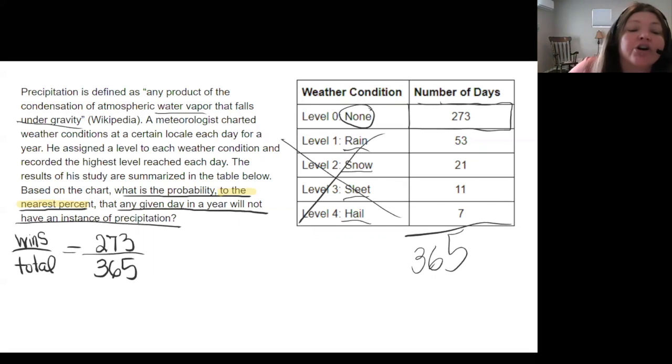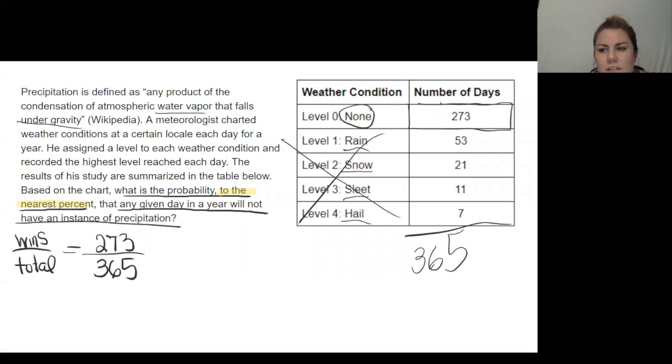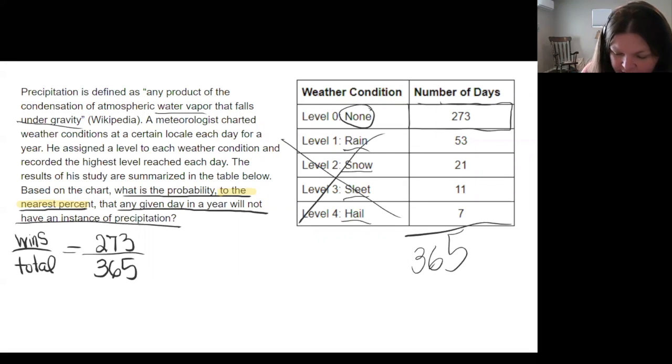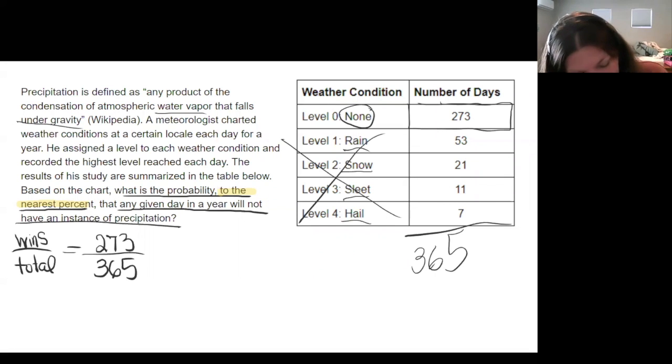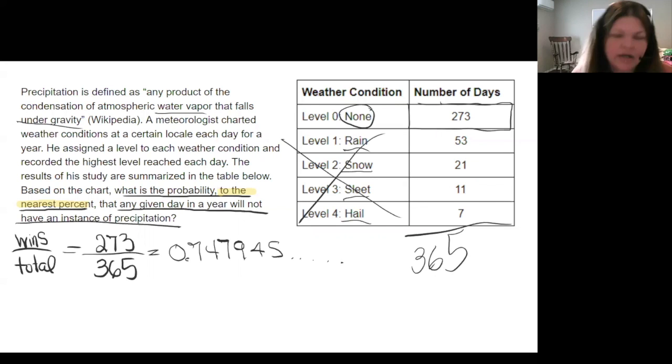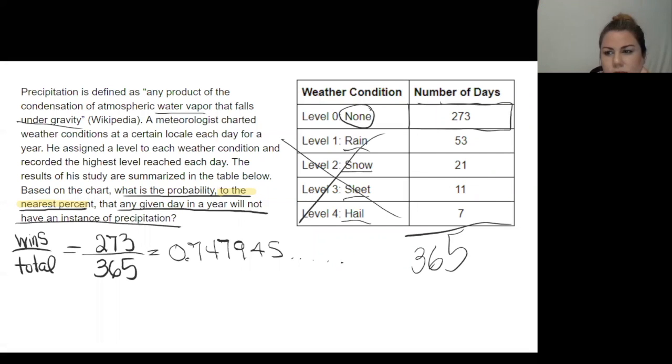Okay, now to convert this to a percent, there are multiple ways. Does anybody know how to turn this into a percent? 273 divided by 365. Sure, that's one way to do it. I could do the implied division, and that gives me this gross number. Yada, yada, yada, yada. Not a percent yet. It's a decimal, but I'm real close because it's super easy to go from decimals to percents. Now, what would you do? Move the decimal twice to the right.